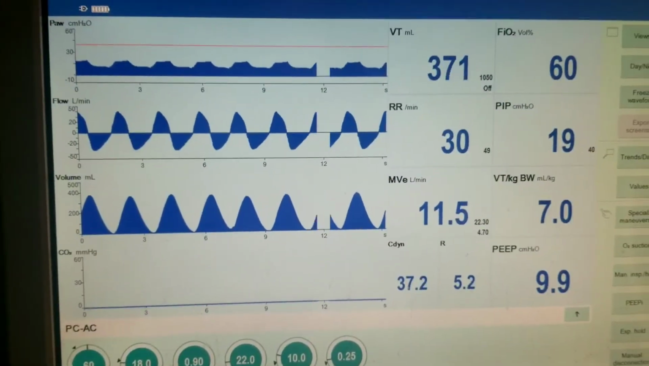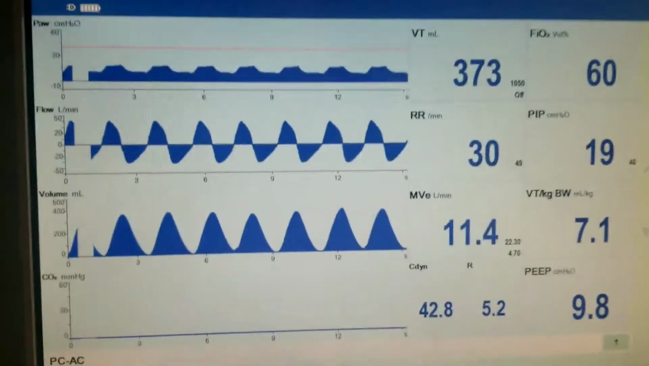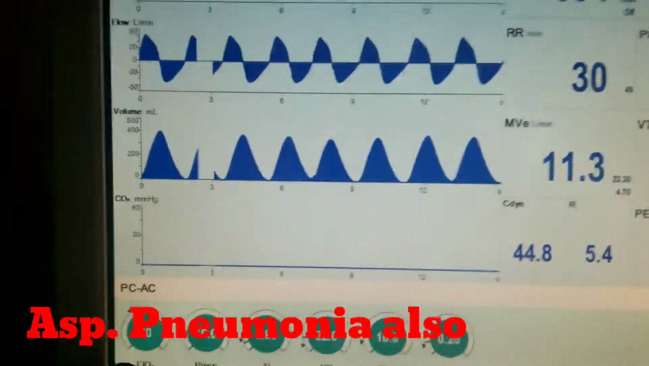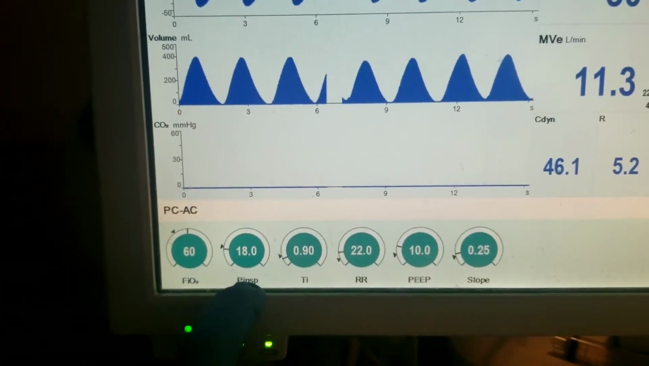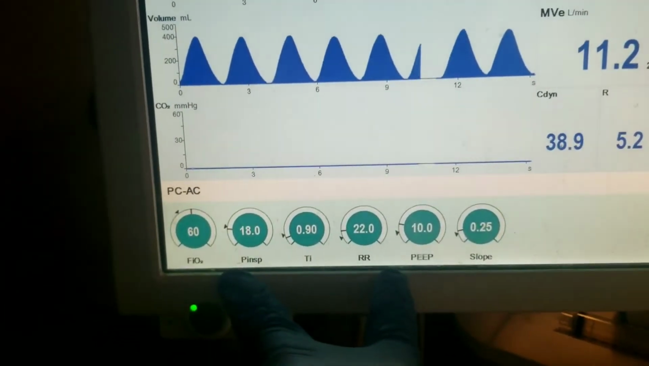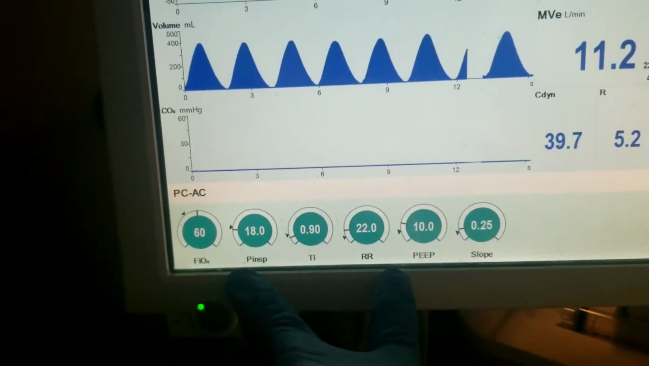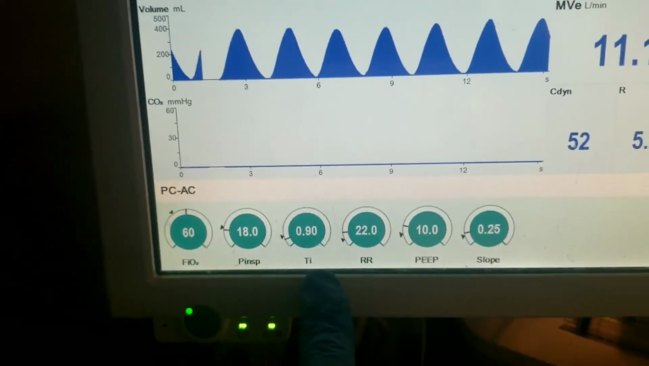Patient's here for a significant pulmonary embolism. The FiO2 is 60%. We're on ACPC. Peak inspiratory pressure is 18 and the PEEP is 10, which gives you a delta pressure of 8, which is quite safe. We have a 0.9 as an inspiratory time.